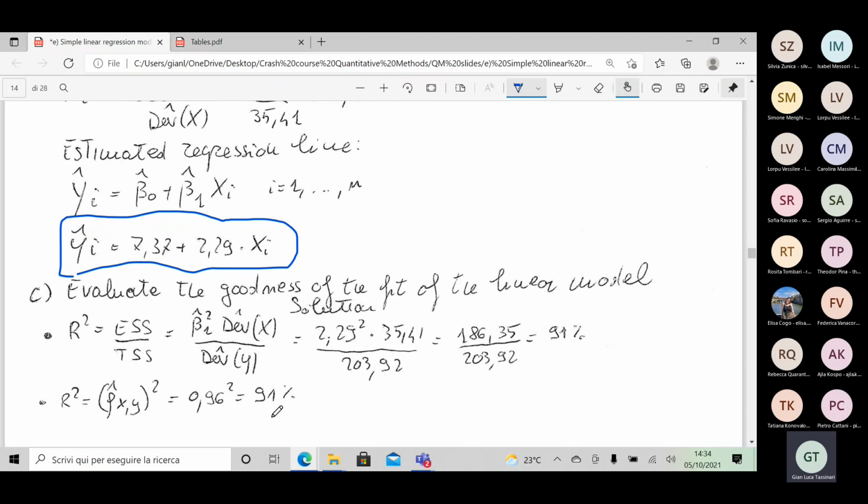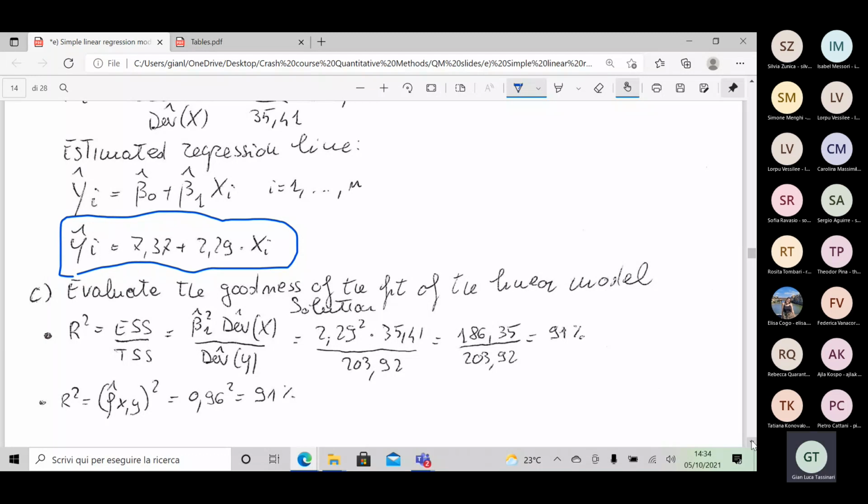In the exam, it depends. It depends on the information you have. Sometimes it is convenient to compute this one, sometimes it is convenient to compute the other one. Sometimes I also ask you to compute the R square in two different ways. It depends. So you must know both methods, okay?